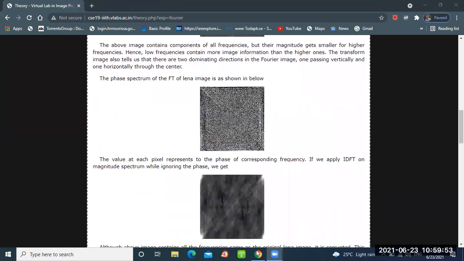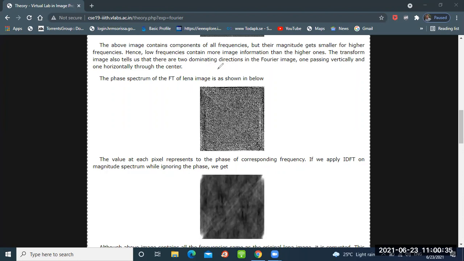Okay, so let us continue. The above image contains the components of all frequencies, but the magnitudes get smaller for higher frequencies. Hence, lower frequencies contain more image information than the higher ones. The transformation image also lets you see two dominating directions in Fourier images, one passing vertically and one passing horizontally through the center.